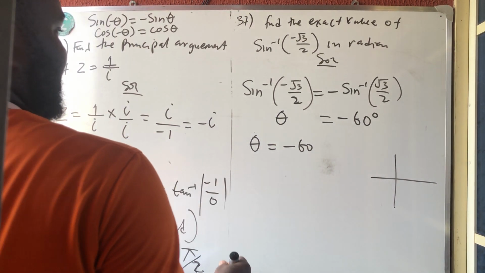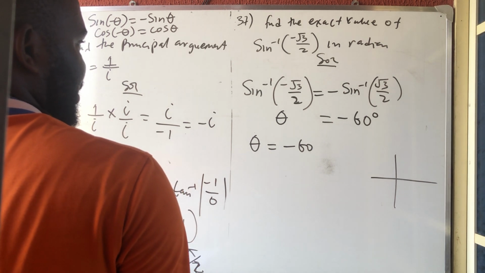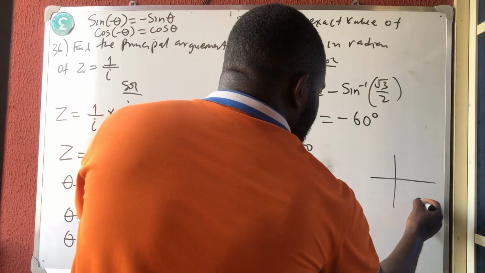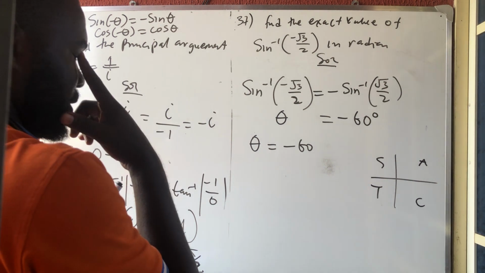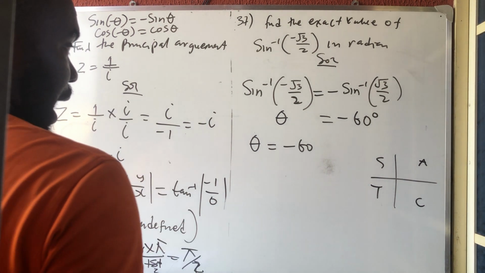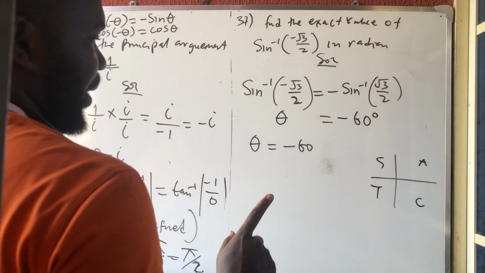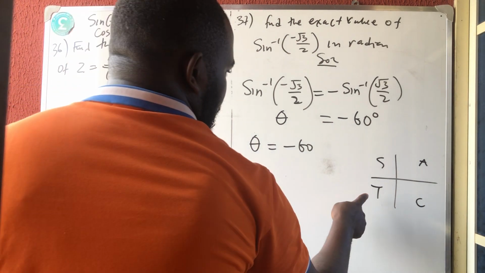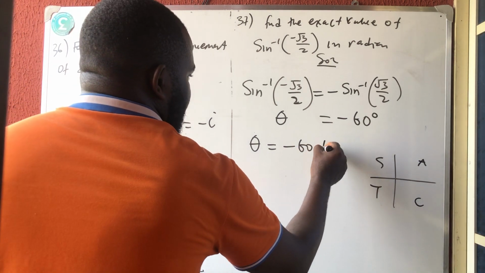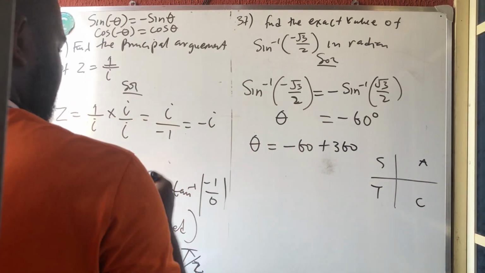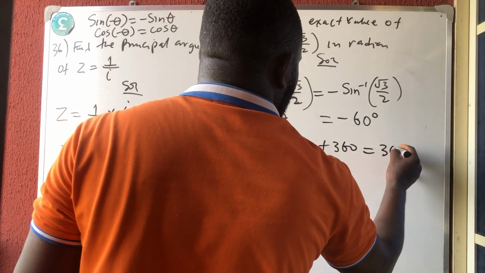Let me say, where is this thing falling? I don't know. Okay, first let's say CAST. The only place it is positive is at the second quadrant. So we need a number that will fall either at the third quadrant or at the fourth quadrant. So I'm adding 360, which will give me that theta is equal to 300 degrees.